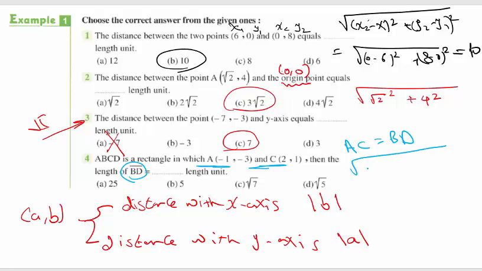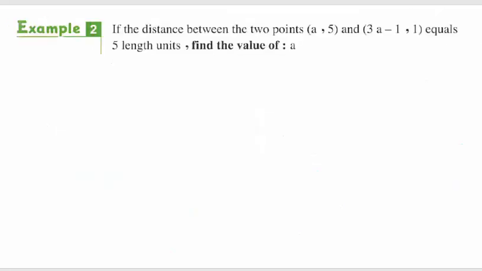So I will make it like this: square root of (2 minus negative 1) to the power of 2 plus (1 minus negative 3) to the power of 2, which will equal 5. Let's move to the next part.